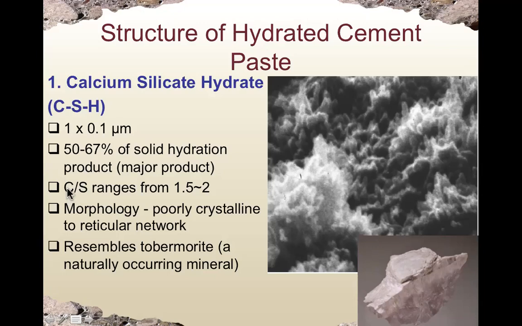The ratio of calcium oxide to silicon oxide is not fixed, depending on many situations. The ratio is between 1.5 and 2. CSH is not a well crystalline material. It's a poorly crystalline material. Sometimes it looks like a gel or reticular network. So again, there is no well-defined shape for CSH.